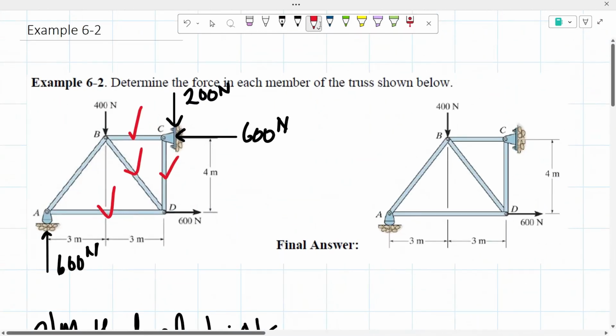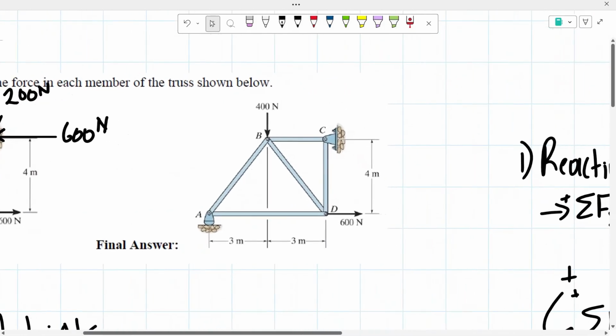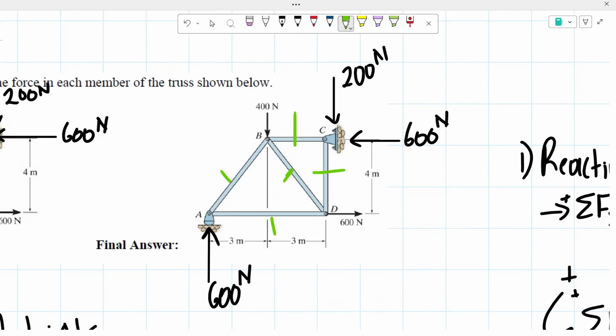So now that we found all of the forces, now we could go over here and quickly on our final answer drawing, I'm just going to write out everything that we found, our reactions and everything. So here we have a reaction going downwards of 200 newtons. From there, we have a reaction of 600 newtons going to the left. And from there, the reaction of 600 newtons going upwards. From there, we found the forces of each of the bars.